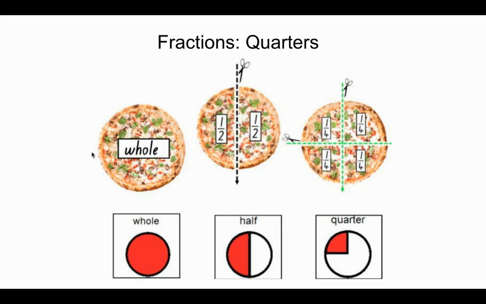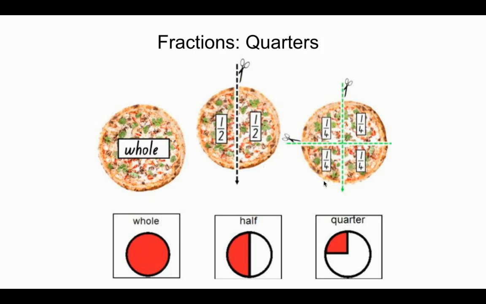Now let's review. Here's a whole pizza. If I want to represent a half, I can split the pizza into 2. And here's how I can write 1/2 with 1 at the top, line, 2 at the bottom. Again, the 2 just represents the number of parts in the whole. So there are 2 of them. And the 1 represents that half. This is 1/2, 1 out of the 2 total parts.